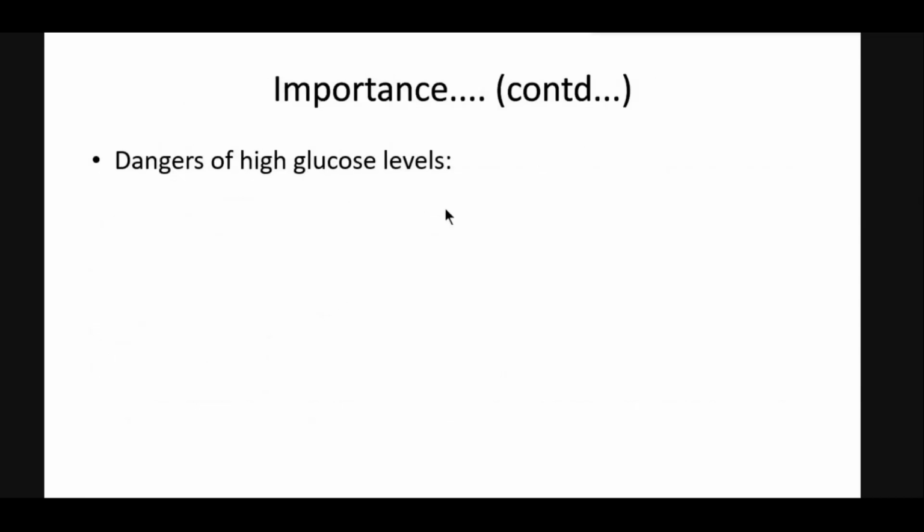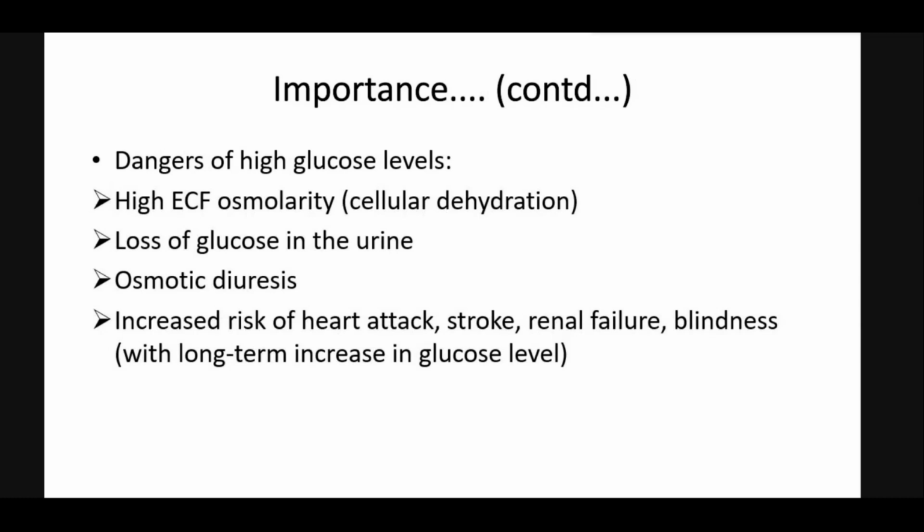Then dangers of high glucose level. We have already mentioned, we will just list it. High extracellular fluid osmolarity. Normally, most of the osmolarity of the extracellular fluid is contributed by salts, mainly sodium chloride. You can just measure sodium chloride concentration in millimoles per liter, and then you can calculate osmolarity.